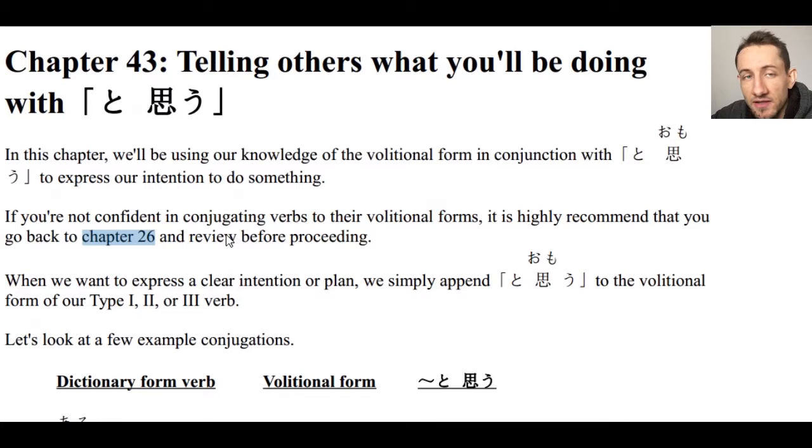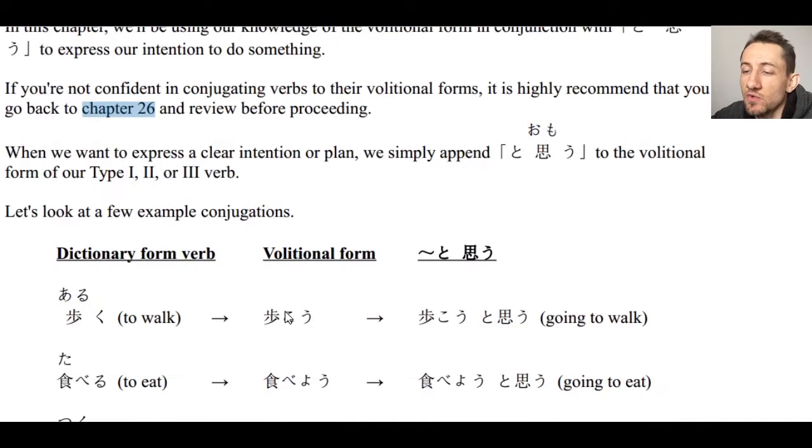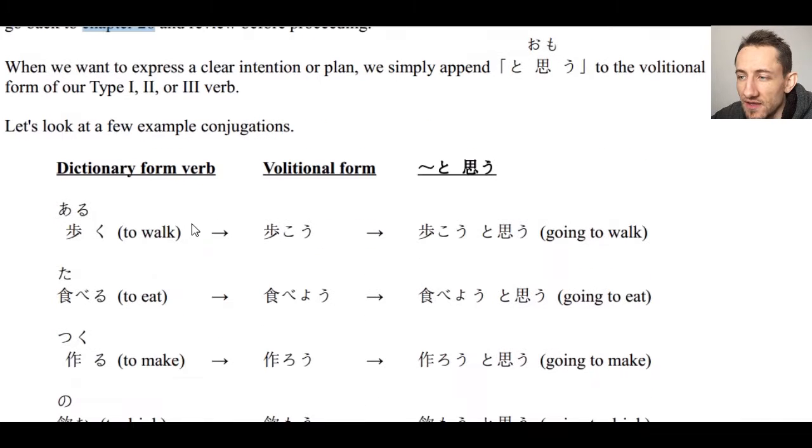But anyway, when we want to express our intention or a plan to do something, all we have to do is append to omou to the volitional form of our type 1, type 2, or type 3 verbs. So this works the same for all verbs, so it's quite easy. So we'll look at some examples really quick. So here we have the dictionary form verb, the volitional form, and then just appending to omou.